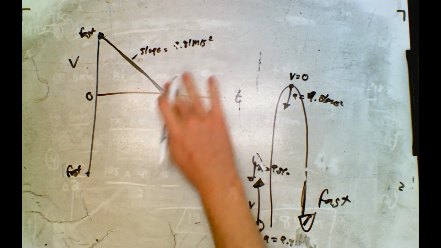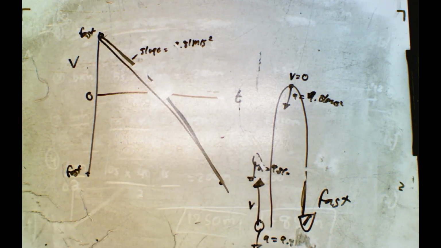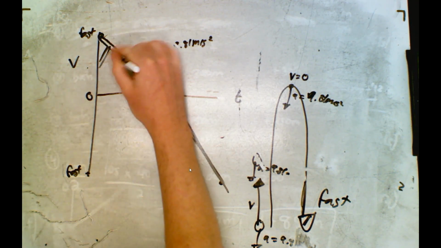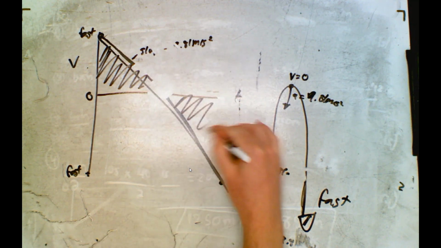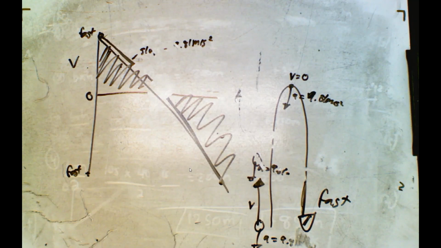It kind of looks curved there. Let me just fix this. There we go. It still looks kind of curved, but it should just be a steady slope because my slope is always 9.81. That's my acceleration. I go from fast to stopped to fast. And then if I wanted to find my displacement, I would find this area, and I'd find this area, and my displacement is 0 because this area should equal this area.